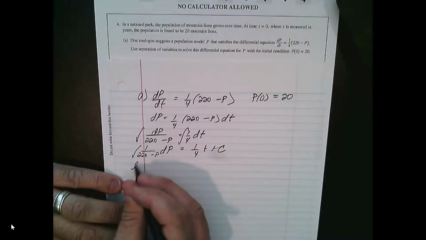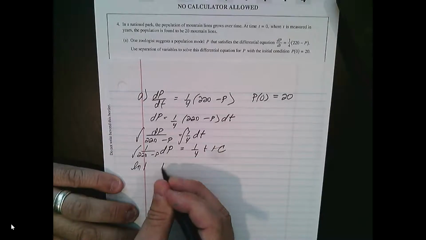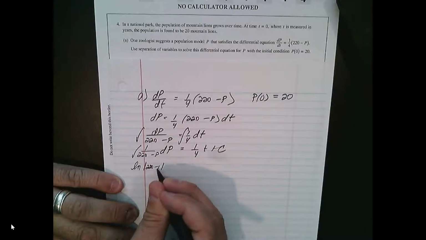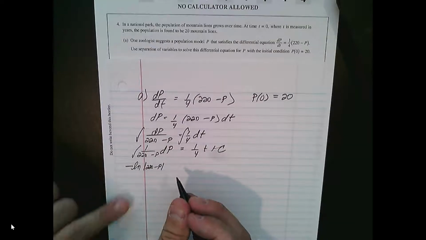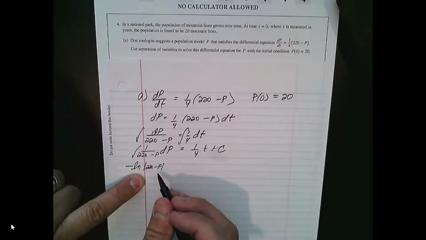You're probably thinking, because of the 1 over, that this is going to be something involving the natural log. You're correct, but you've got to be careful here. It's going to be the natural log of 220 minus P, but it's the negative of that.